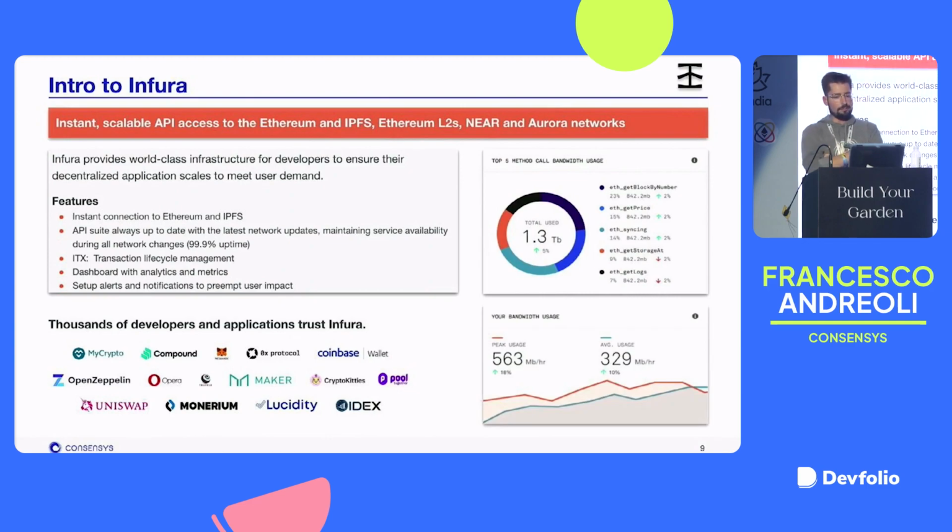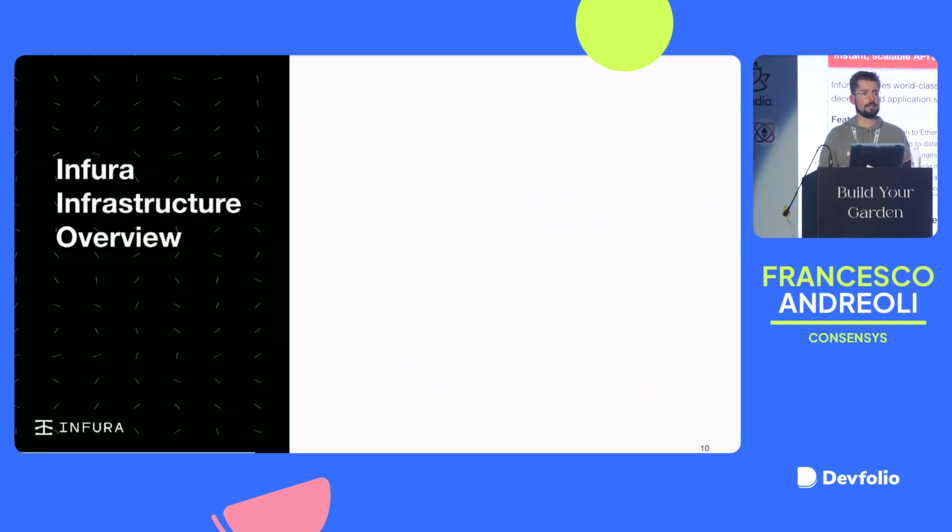Those are the top 5 method calls, right? Obviously, the get block number, the get price, the syncing, and the logs. And basically, what you see in your account on the bottom right is your bandwidth usage, on a peak and on an average usage. So that's quite interesting.